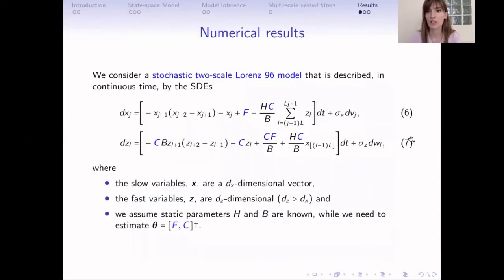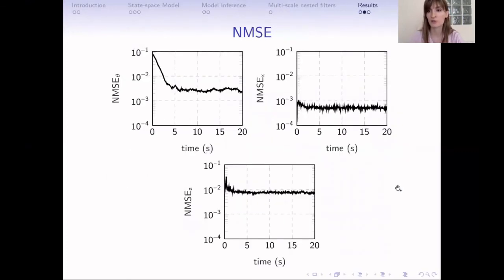With this scheme, we have obtained some numerical results for a stochastic two-scale Lorenz 96 model that is described by these stochastic differential equations. We have some slow state variables and some fast state variables, the dimension of the fast variables being greater than that of the slow states. And we assume that the static parameters H and B are known, while we need to estimate capital F and capital C.